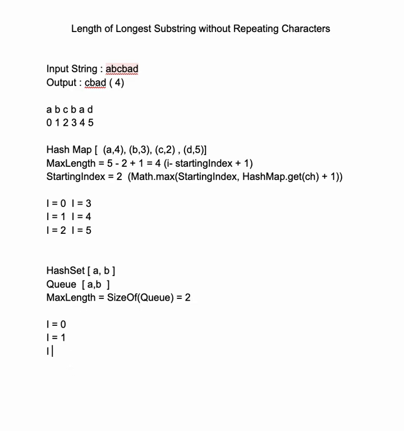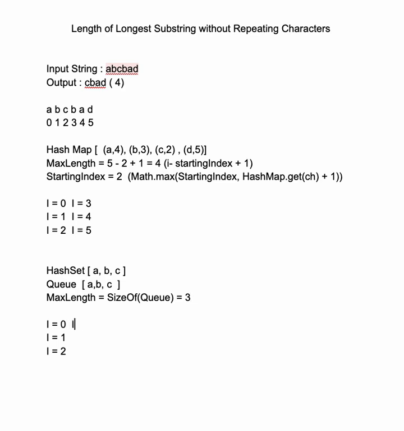And at I equal to 2, which is C, it is not present inside the hash set, so we'll add it to the hash set. It is not present inside the queue, we'll add it to the queue. The size of the queue is 3 and max length is 3, which is nothing but the longest substring without repeating characters ending at I equal to 2, which is ABC.